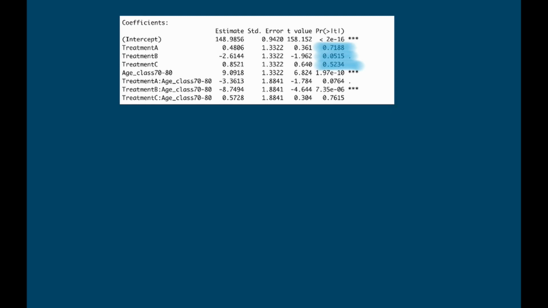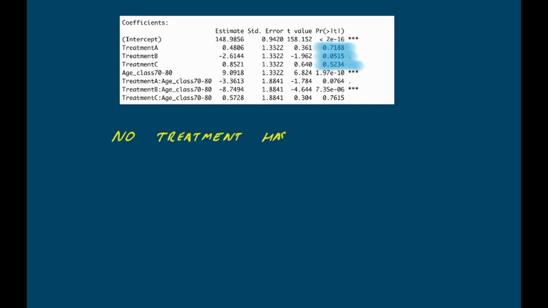Our first set of marginal p-values are telling us that for age class 40 to 50, none of these treatments actually has a statistically significant effect on systolic blood pressure. Treatment B has a p-value which is only slightly greater than 0.05, so maybe we might want to look at that in a bit more detail. But the other two treatments have got a p-value which is way above 0.05, and there's little indication there that there's any significant effect of these treatments.